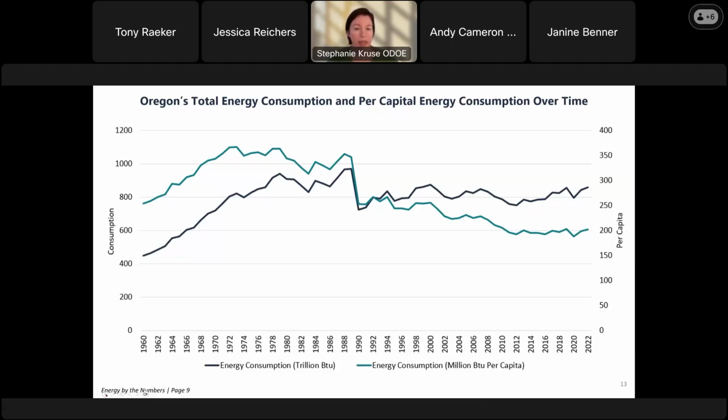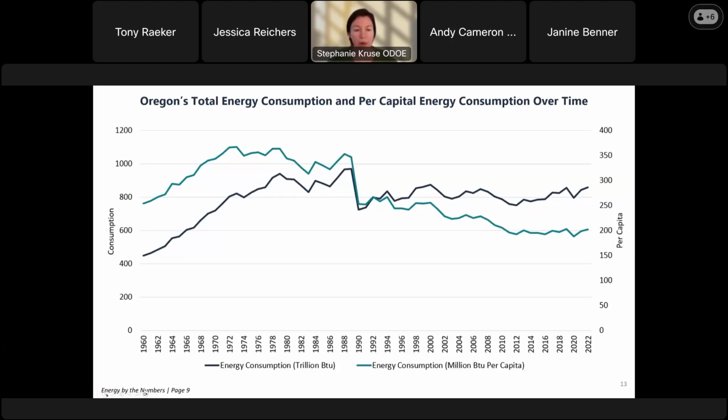That's shown in darker blue, the line that starts lower at the beginning of the chart but ends up higher at the end. In the last 30 years, even though Oregon has had steady population growth, total energy consumption has remained flat. This is shown in the lighter blue line on the chart as a steady decrease in energy consumption per capita, starting higher at the beginning of the chart on the left, but ending up lower.